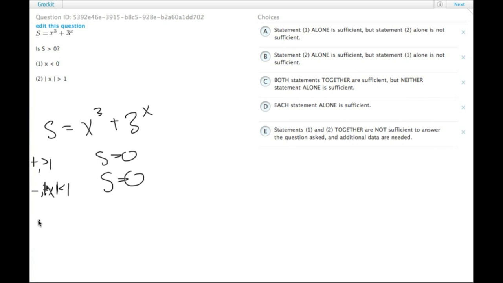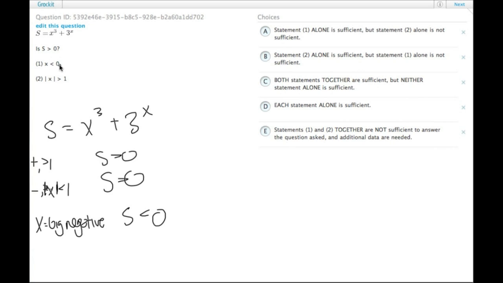However, if x is simply a big negative number, then x to the third will be a very, very negative number because it stays negative, it's an odd power, and then adding 3 to that just to the x power will result in a negative number, and s will be less than 0. So we need to find out more about s.